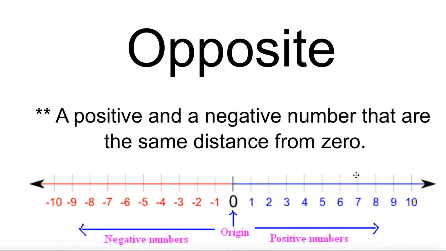Let's look at 7. The opposite of 7 is negative 7 because they are the same distance from 0. Negative 7 is 7 spaces from 0, and 7 is 7 spaces from 0.